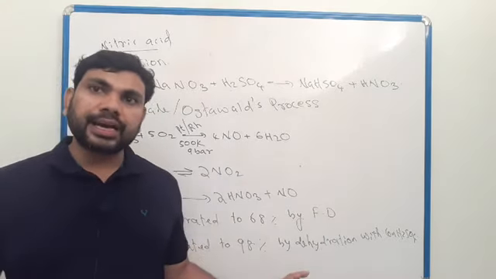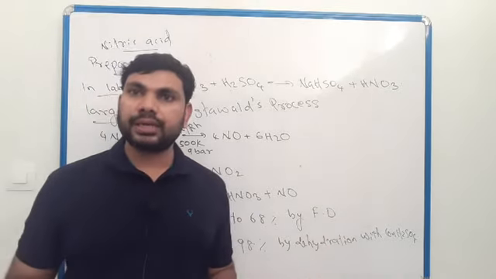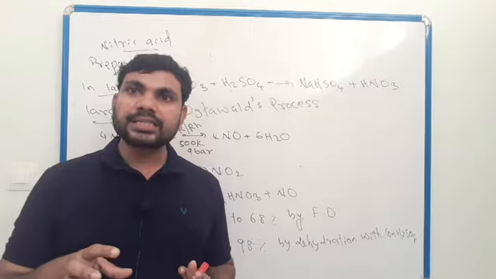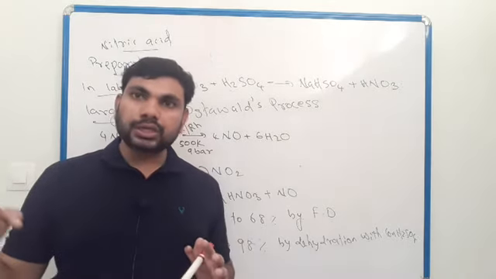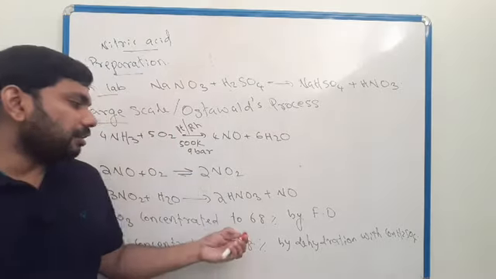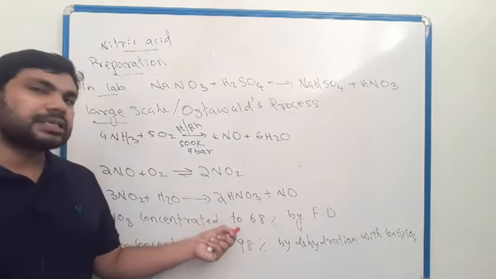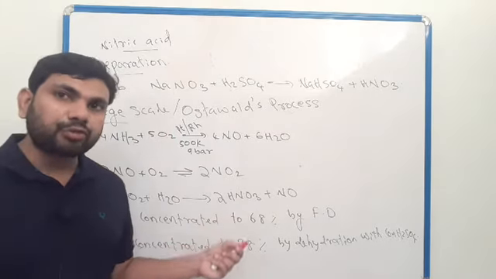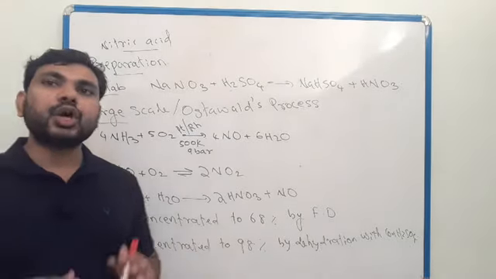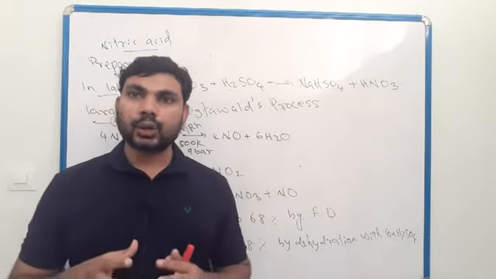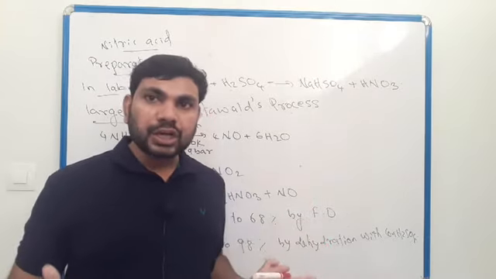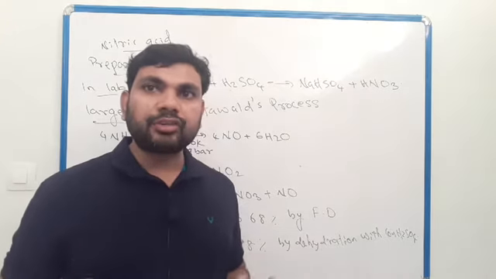Dehydration of nitric acid with concentrated sulfuric acid. Using concentrated sulfuric acid, we will remove water. We have to do dehydration. After dehydration, 68% concentrated nitric acid will change to 98% concentrated acid. So these are the different methods for the production of nitric acid.